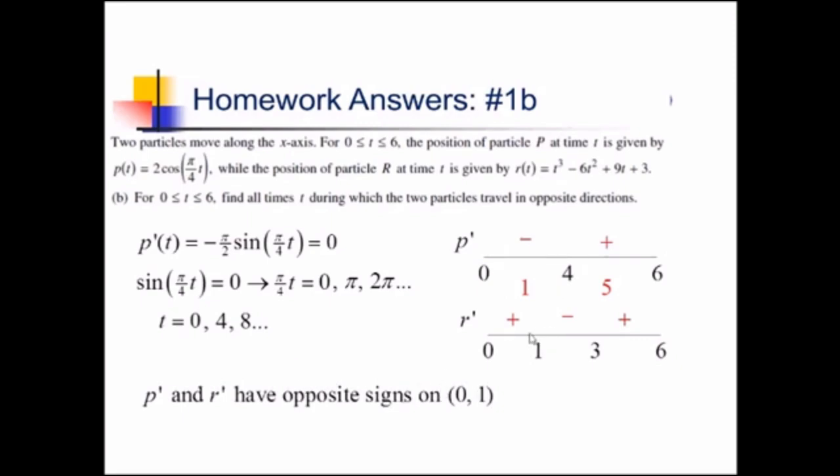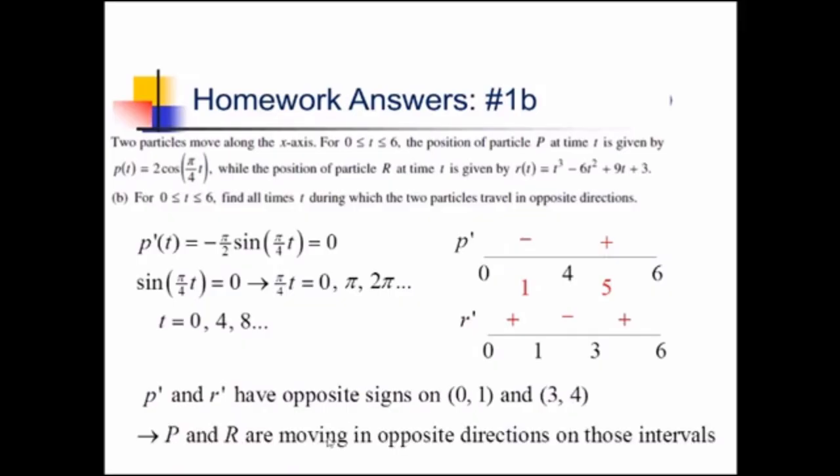And then at 1, r prime changes to negative, and that agrees with p prime. So they're in agreement until I get to 3, at which point r prime changes back to positive. So from 3 to 4, which is where p prime changes to positive, we also have some disagreement. But then once p prime gets to 4, it is also positive, and these two positives are agreeing the rest of the way. So p prime and r prime have opposite signs on these two intervals. That means the particles, p and r, are traveling in opposite directions during these intervals.